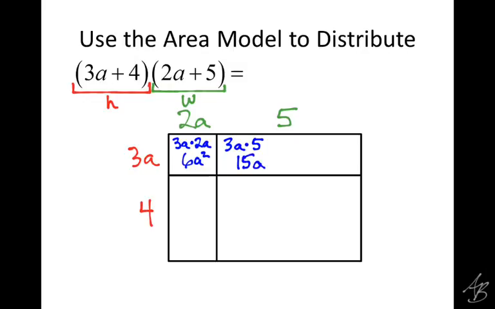Carl, how about the next one? This one here. 4 times 2a equals 8a. Okay, good. So the height is 4, the width is 2a, gives us an area of 8a. And then Niall, how about the last one?